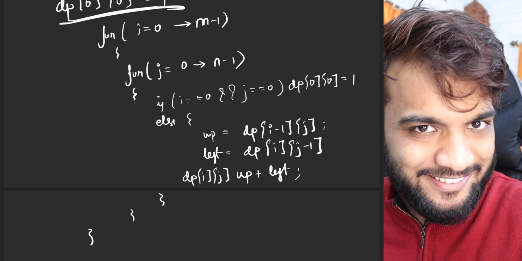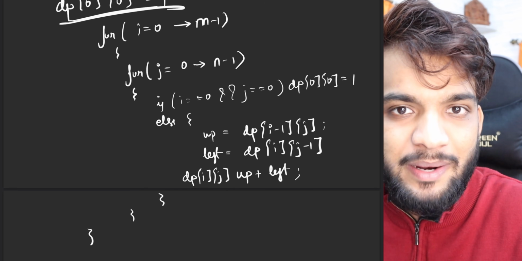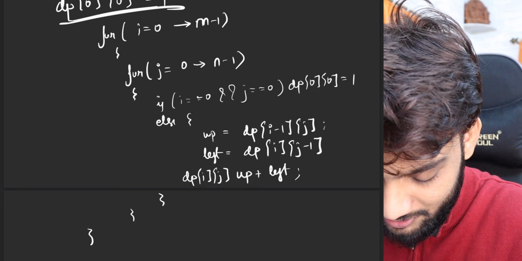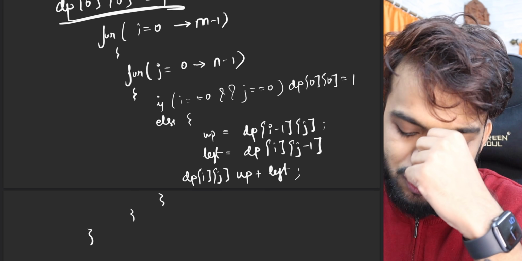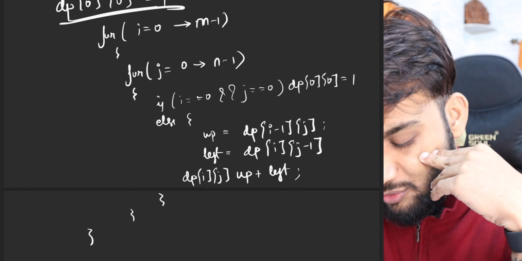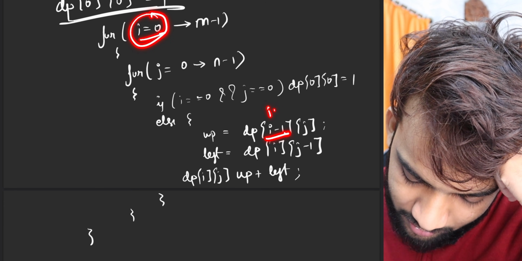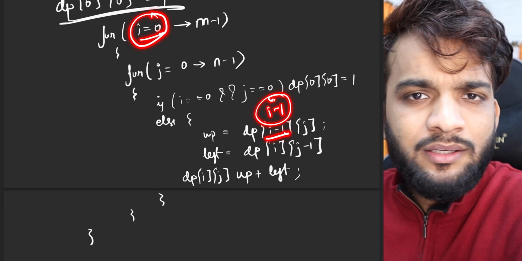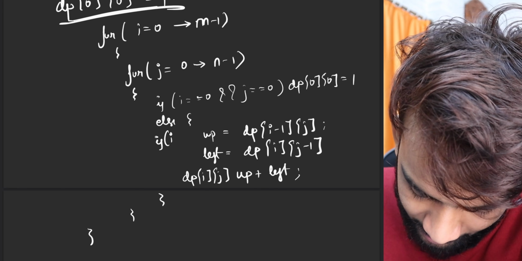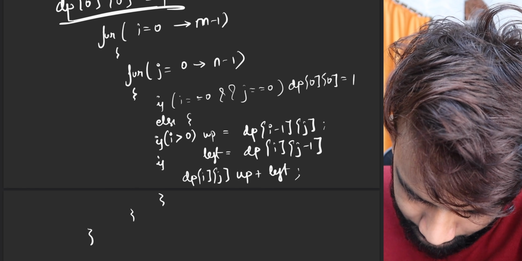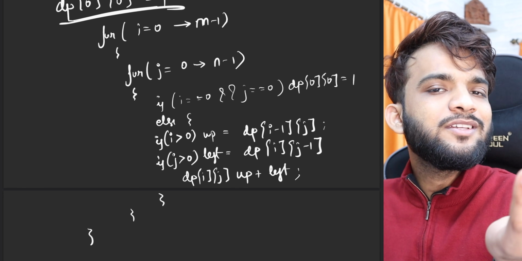Easy, super easy, isn't it? So I've written the tabulation quite simply. Again, C++ or Java doesn't matter, pseudocode matters. Now a straightforward question will arise: but Striver, what if i is 0? This i minus 1 will be a problem. I agree. So just make sure you give something like if i is greater than 0, and if j is greater than 0. Then only we will take these cases, otherwise no.